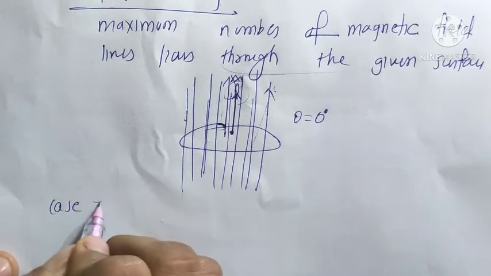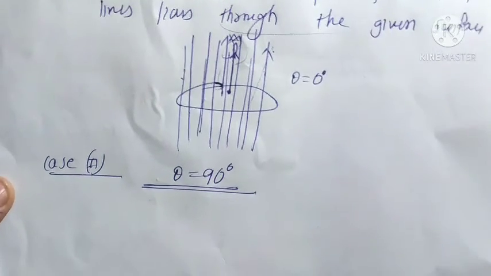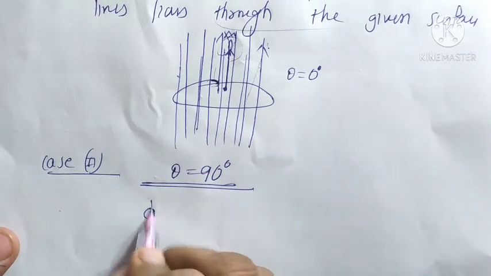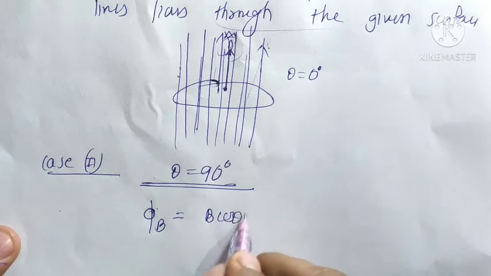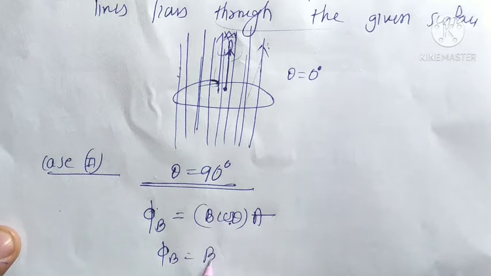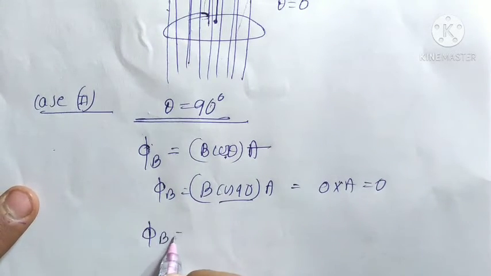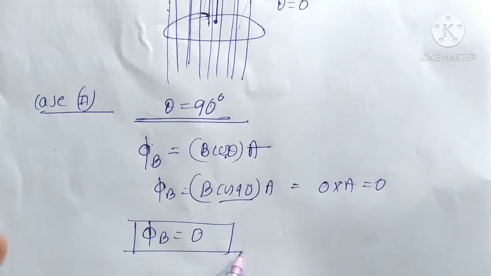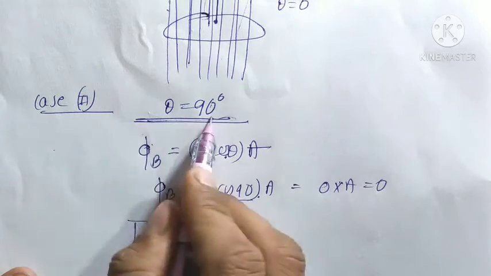Case number 2, theta is equal to 90 degrees. When theta is equal to 90 degrees, what happens? We already know that magnetic flux is equal to B cos theta A. We put theta equal to 90 degrees, so B cos 90 A. Cos 90 becomes 0, times A, finally it becomes 0. So phi B is equal to 0. Thus the magnetic flux through a given surface is 0 when theta is equal to 90 degrees.